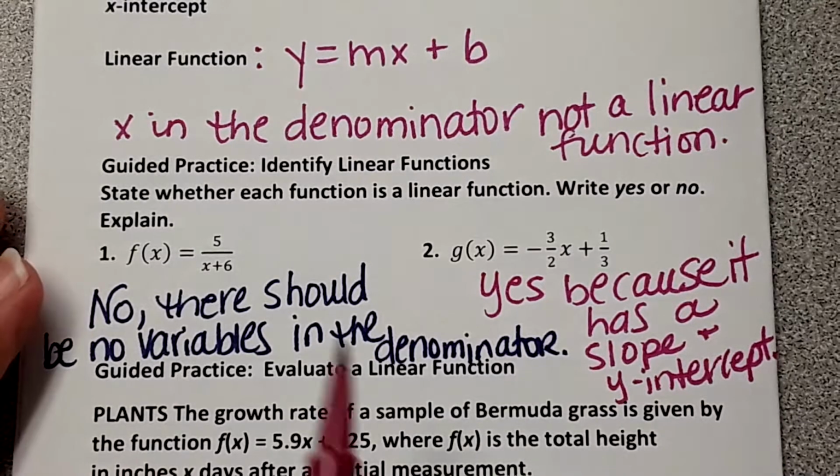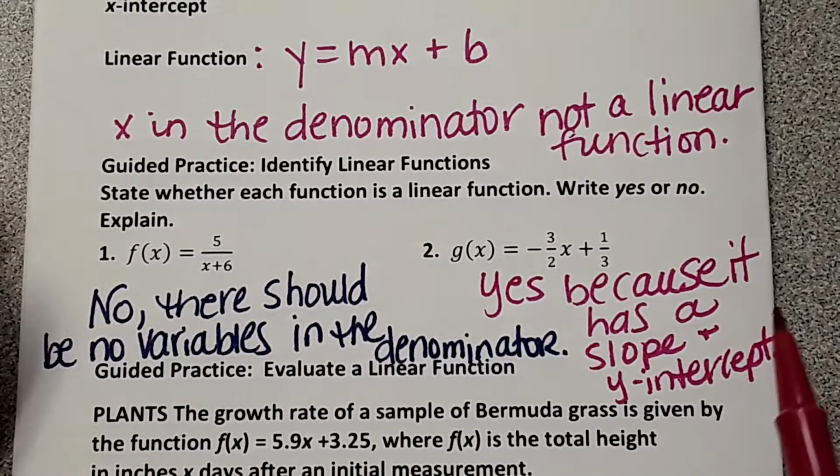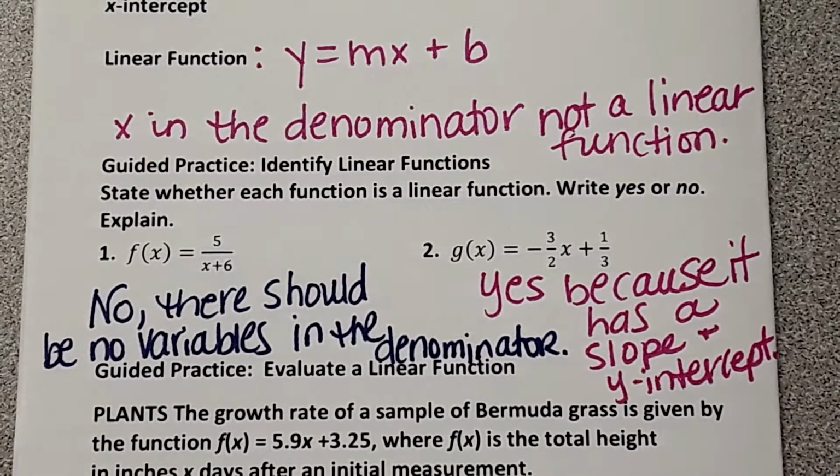Okay. The growth rate of a sample of Bermuda grass is given by the function f of x equals 5.9x plus 3.25, where f of x is the total height in inches, x days after an initial measurement. So you guys, your f of x is just like your y. F of x and y are interchangeable. It's just that f of x tells you what you plugged in for x. So in this equation, it says that the Bermuda grass is 50.45 inches tall. How many days has it been since it was last cut?